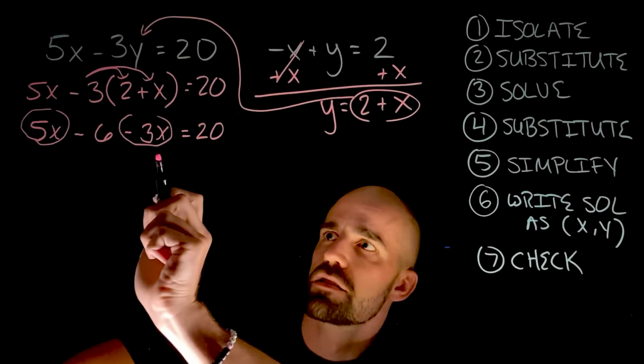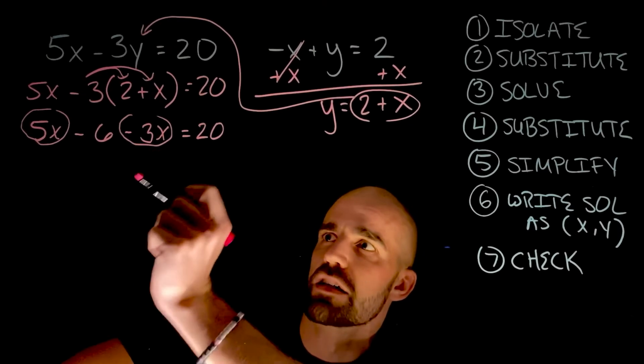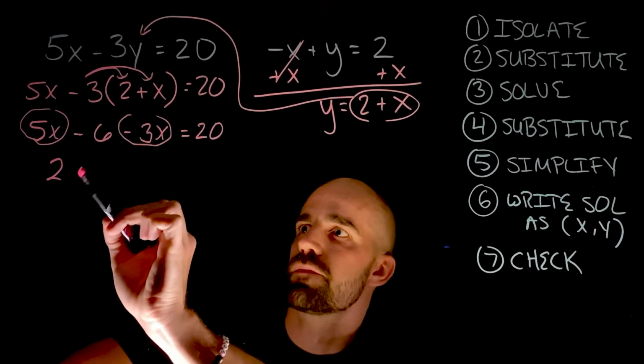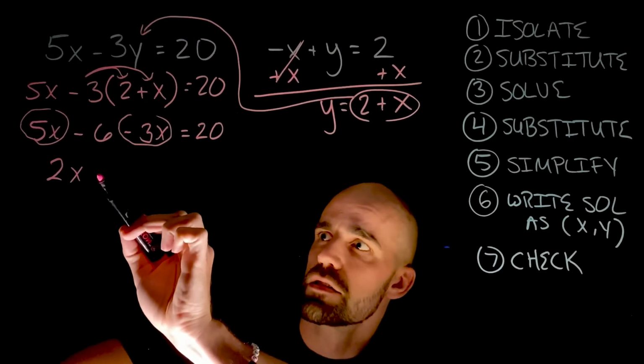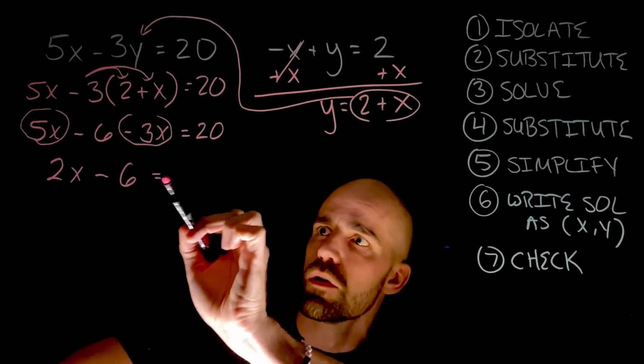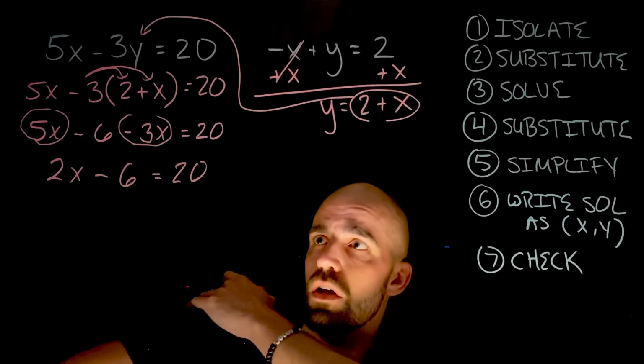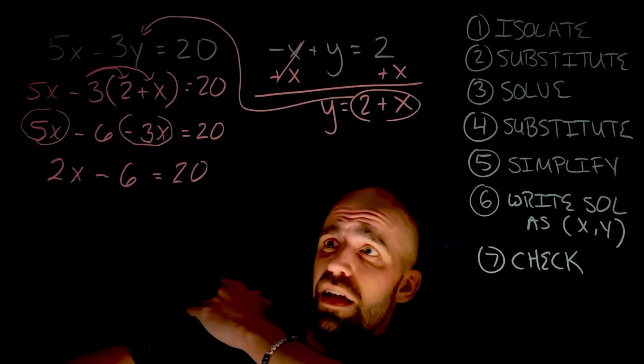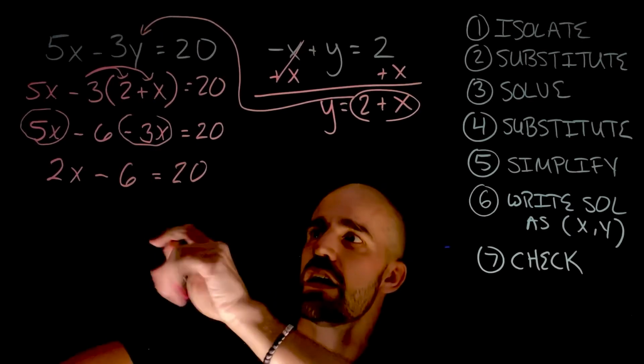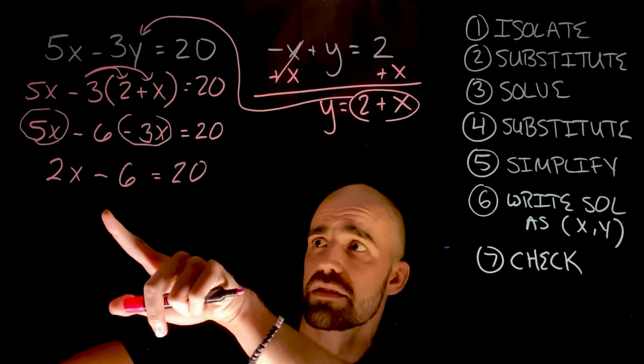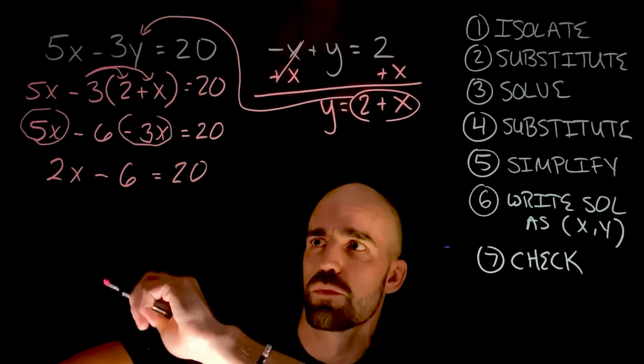So I have 5x plus -3x, or 5x minus 3x would be 2x. And then I'm going to bring down my -6, equals 20. Okay, so now we simplified that equation. It's starting to get a little bit easier to solve it. I'm just going to isolate my x now. It's just a two-step equation from this point to solve.